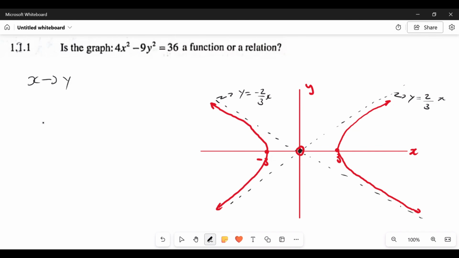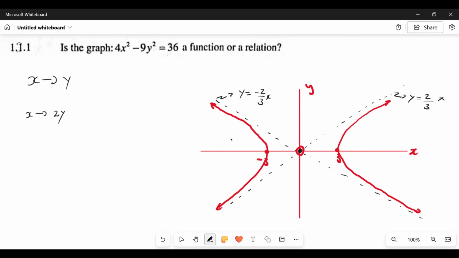Now, a relation is a graph whereby an x value gives you two y values. Again, you're also going to choose an x value. You draw a vertical line. So we can choose any x value that is within the domain of this graph.